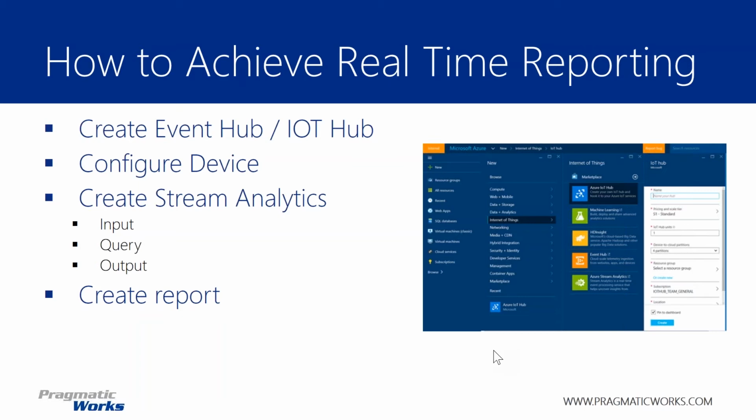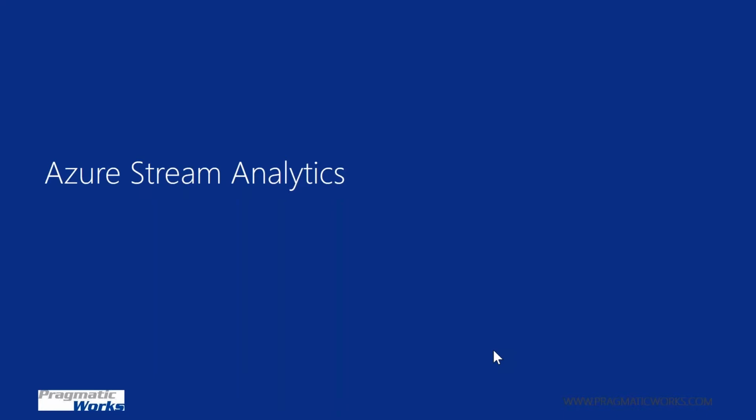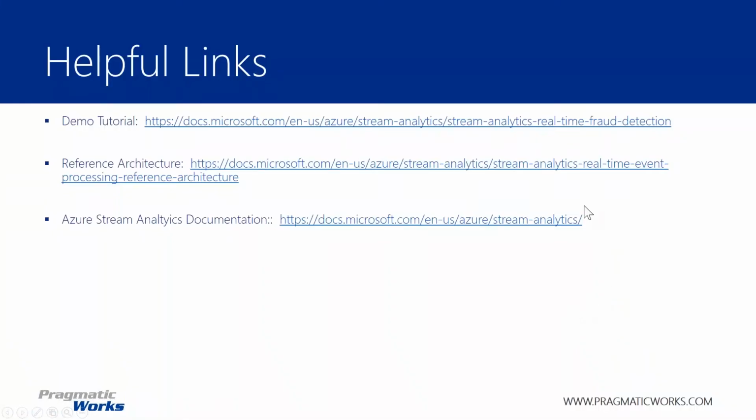So we're going to create an event hub. If you're doing IoT, you would configure your devices. We're going to skip that for today. But then within our Stream Analytics, we're going to create an input, we're going to create a query, and we're going to create outputs, and then hopefully get into a Power BI report as well. So let's jump over to that demo.